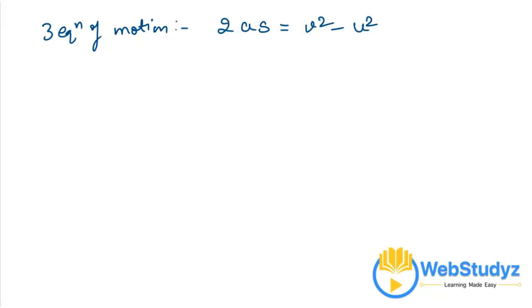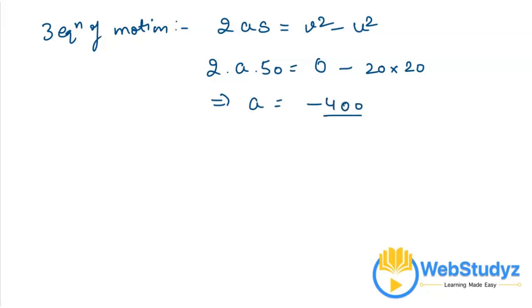Now let us put in the values. Twice the acceleration, we will keep it as a as we don't know the value. The s is given as 50 meters, that is into 50, is equal to terminal velocity 0 minus u square. The initial velocity is given as 20, so it is 20 into 20, that is equal to 400. So now we will find the value of a as minus 400 divided by twice 50, that is 100. So acceleration is minus 4 meters per second square.